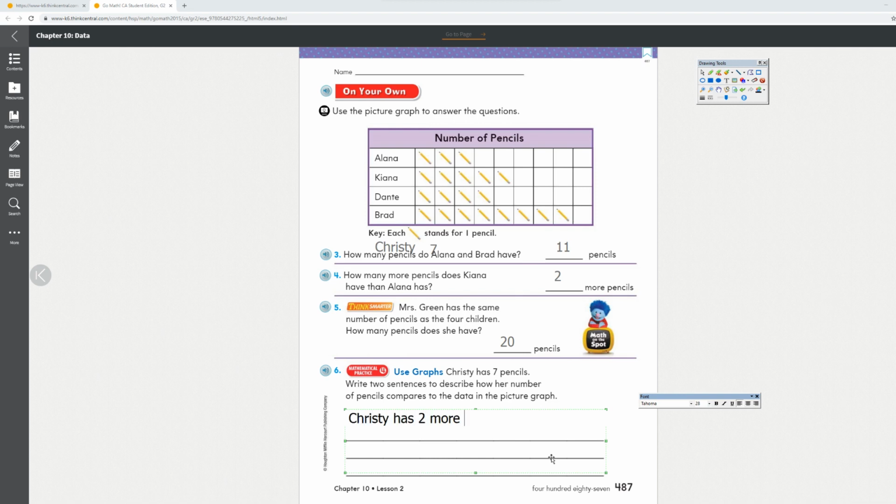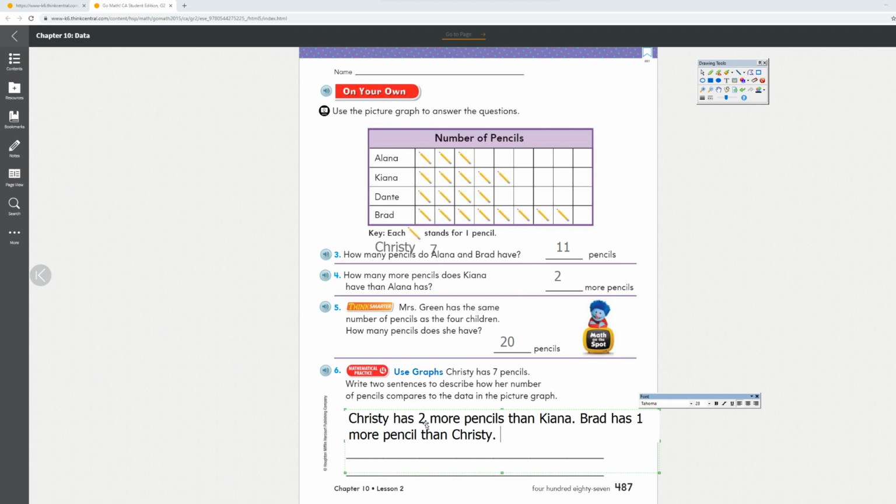Christy has 2 more pencils than Kiana, which is true. And Brad has 1 more pencil than Christy. So what you're saying with something like this is that you're giving us a description of how her information relates to the other students.